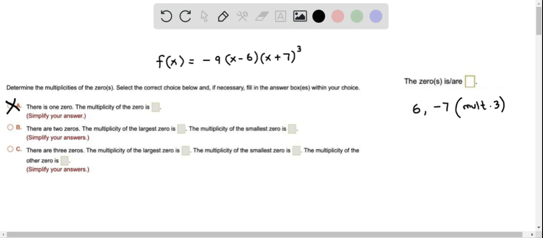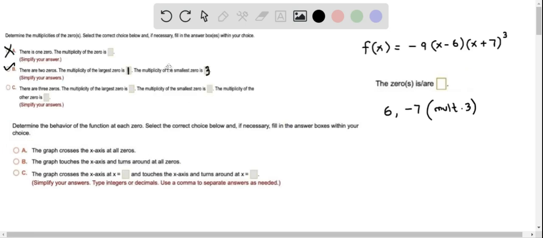Now let's look at option B, that is there are two zeros. Yes, we have two zeros, and the multiplicity of the largest zero. The 6 is the largest zero, because 6 is greater than negative 7, and negative 7 is the smallest zero. And we see that the multiplicity of 6 is, we just have only one 6. So we say that the multiplicity of the largest zero is 1, and the multiplicity of the smallest zero, which is negative 7, is 3, which we have already determined. So we put 3 here. So this is the correct choice, and we have also determined the multiplicity of the largest and the smallest zero.